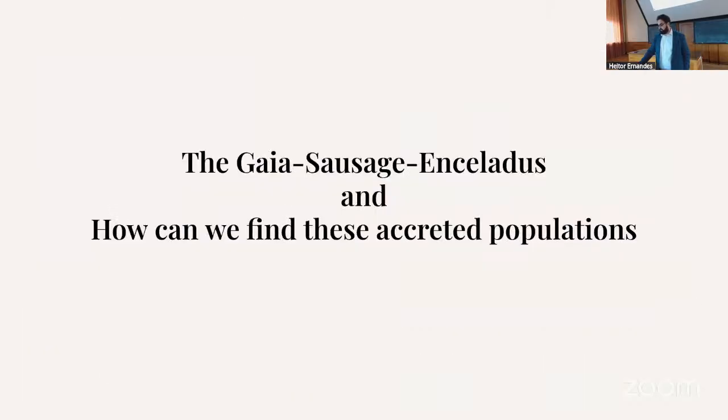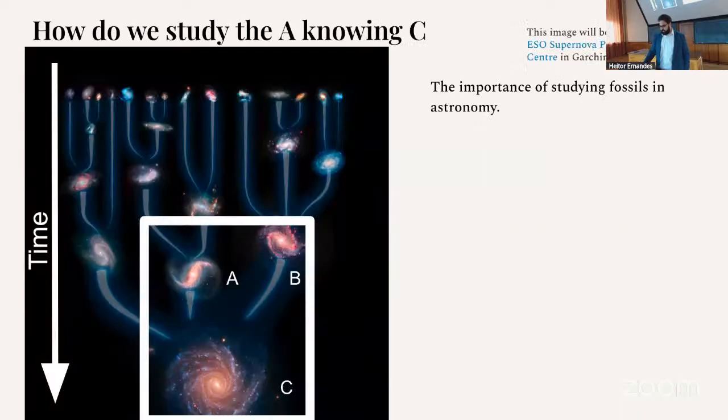Now I will introduce you, if you don't already know, what is called Gaia-Sausage-Enceladus, and how we can find such populations in the Milky Way. As I explained, the idea is studying A and knowing C: how can we recover that? How can we find even this population, because it's hidden deep in our Milky Way today.